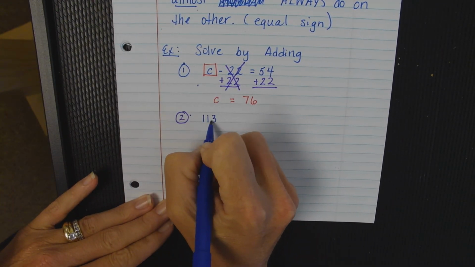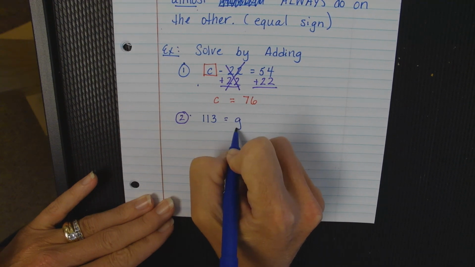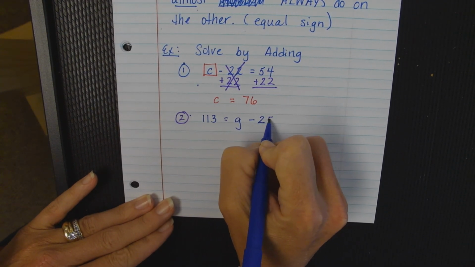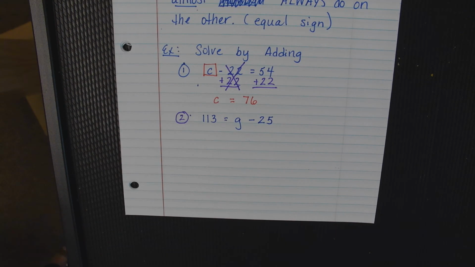Do this one by yourself. $113 equals G minus 25. Locate the variable. Figure out what you need to add or subtract.